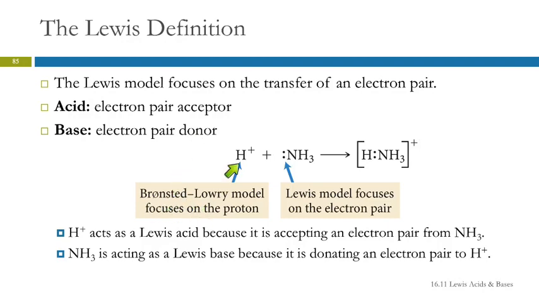Bronsted-Lowry focuses on the proton. The Lewis model focuses on the electron pairs. So when the hydrogen ion attaches to an ammonia molecule, we can look at this as a transfer of an electron pair from the ammonia to the hydrogen ion. And so that makes NH3 a base. It results in the same identification of acids and bases. It's just what side of it are you looking at?